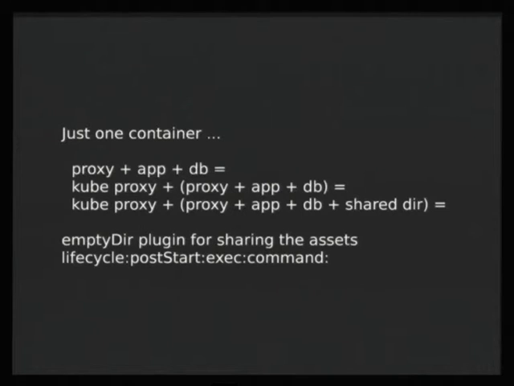But in production it has many problems, because the app container knows how to get static assets, and I need to move these static assets from the app container to the proxy container. There are some CSS files and stuff like this, so I need another shard there, which uses the emptyDir plugin, and I need this hook called exec command, which is used for copying the shared assets from app to proxy. There is a shared volume which is mounted in proxy as well as in app. So just one container with the app becomes, I think, five containers in Kubernetes after deploying.